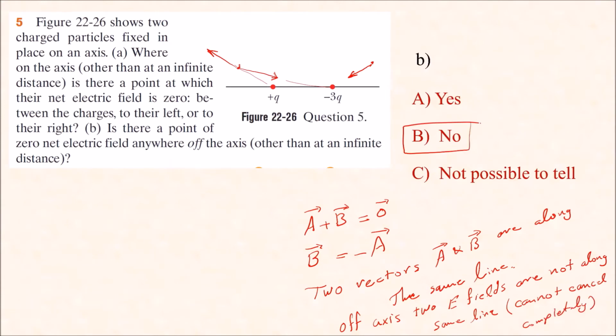Does it make sense? If the sum of two vectors is 0, then one has to be the negative of the other. That implies that they have to be along the same line. If they are not along the same line, one cannot be the negative of the other. Therefore, the sum is never 0. That means there's no point off the axis where the net electric field is 0.